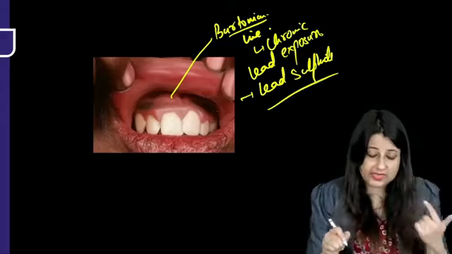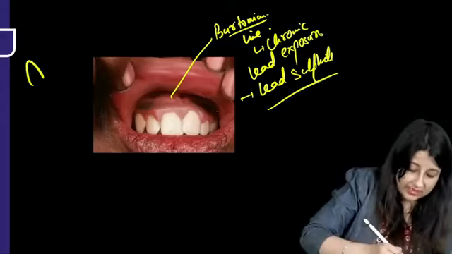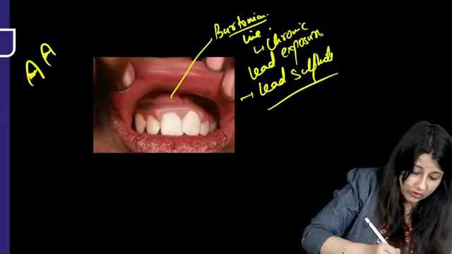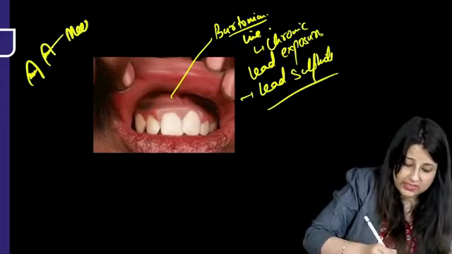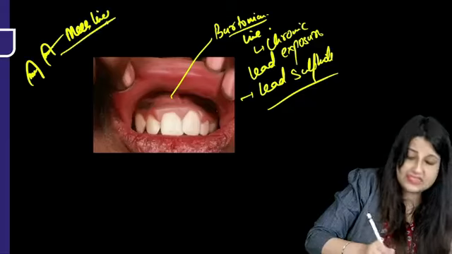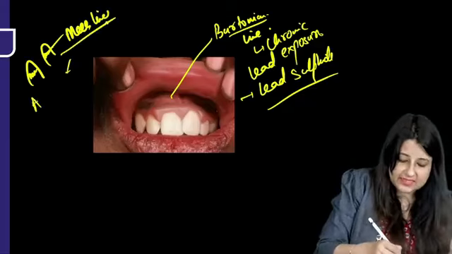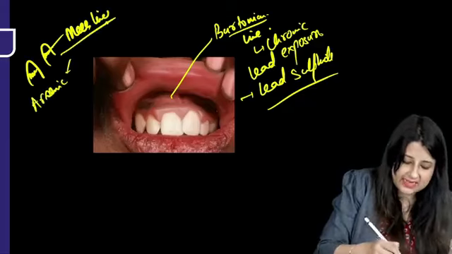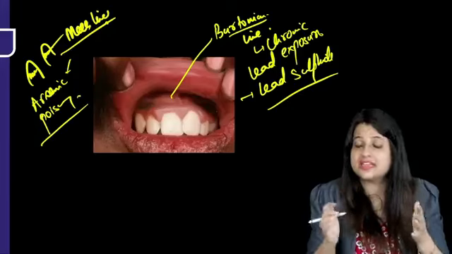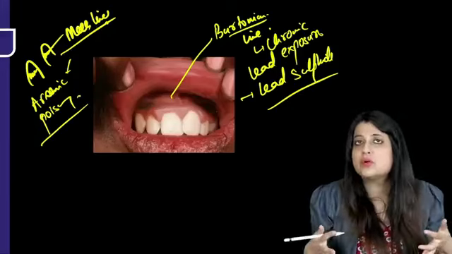So Burtonian line. There is one more line which can come in your exam, something like this, on the nails that you see. So what is this? On the nails that you see, these are Mees lines. Mees line is seen in what? Arsenic exposure, okay, or arsenic poisoning. Maybe this can turn up. But Burtonian line is chronic lead exposure, and this is due to deposition of what?